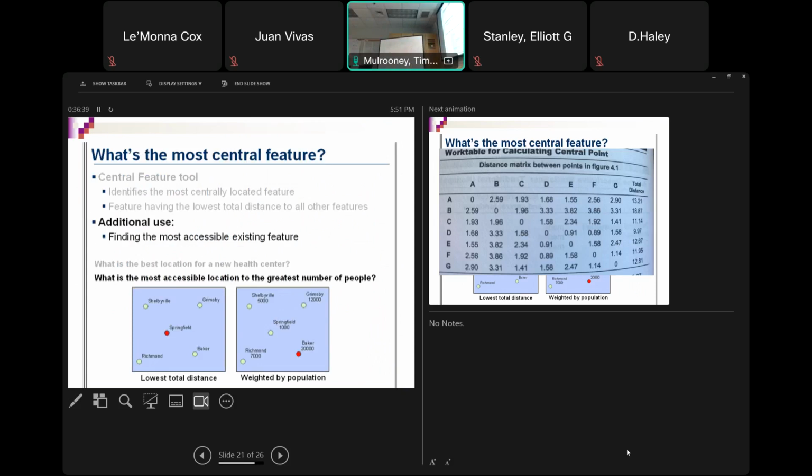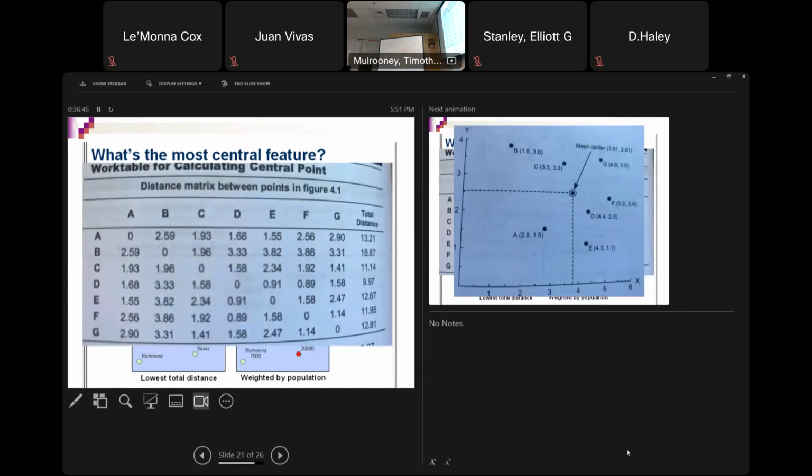We have the central feature. Which one is closest to the median center? And so we've got all these total distance calculations, all this stuff.